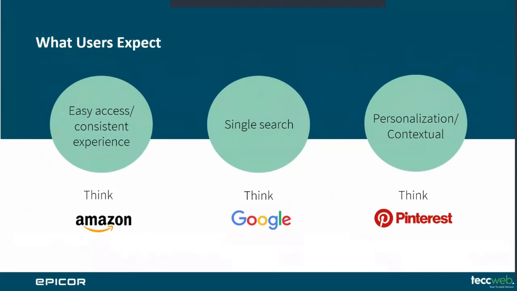So what is that modern-based experience built on? Well, while developing the new UI, Epicor really kept in mind these three brands on the screen and how users interact with them. So when you think about Amazon, you think about a great platform that's a really consistent experience no matter what device you're using to access it. So whether it's a mobile device or a laptop or a tablet, it's easy access, and you know that no matter what screen you're on, you're going to approach it in the same manner.